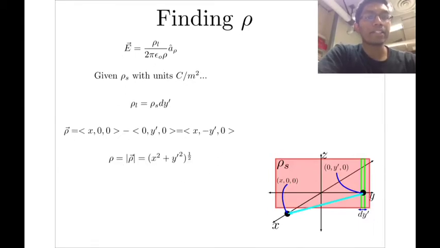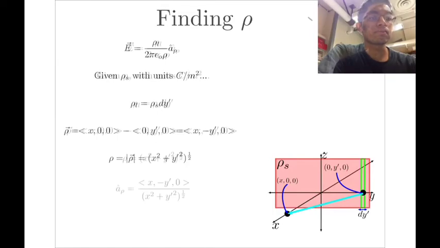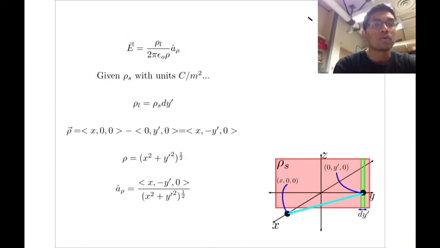And here's the magnitude of that vector, which is rho. That's just basic math that we've studied since first year. Now that we found rho, and we know the direction vector, we can find a hat rho. That's just dividing the vector by the magnitude. So we have all the components. We have rho L, we have rho, we have a hat rho.